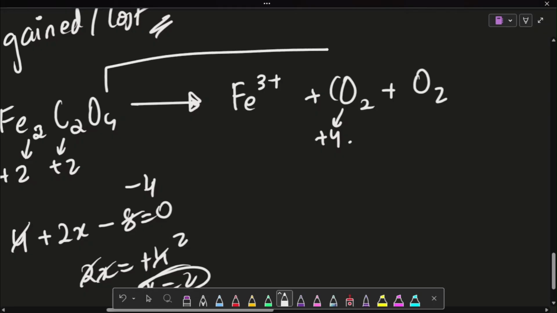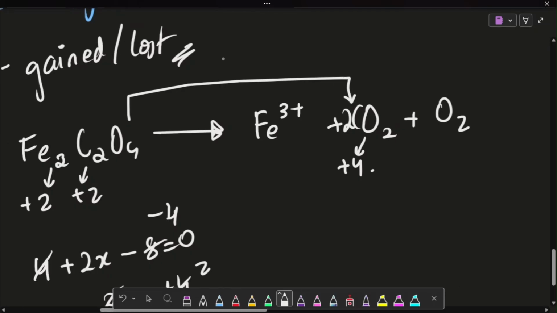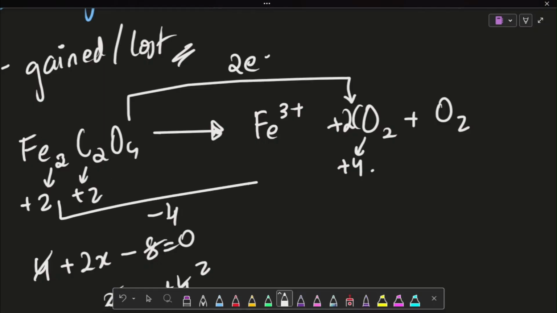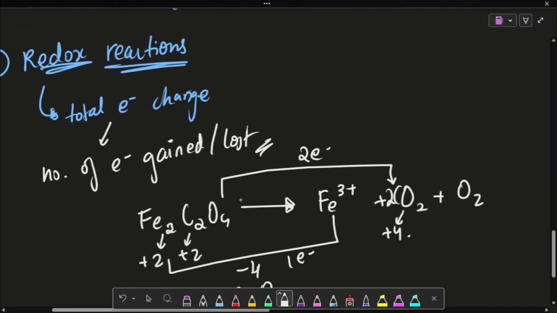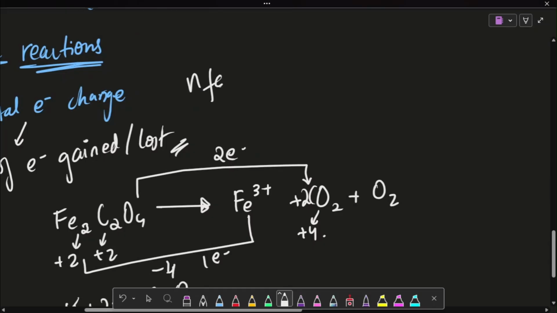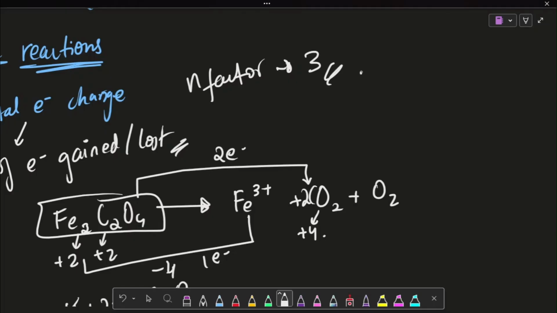So going from here to here, there are 2 carbon atoms, but we're only doing it for 1 carbon atom. Total electron change would be 2 electrons, and from plus 2 to plus 3 iron is being oxidized, so that would be one electron. So the n factor for this would be 3, right?